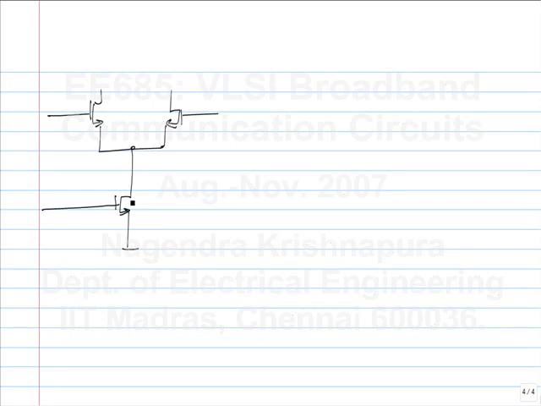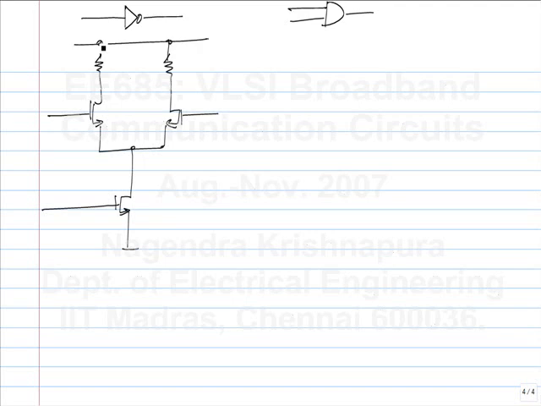This is a buffer / inverter. Okay, and I want to make an AND gate. What do I do? Is it possible? How do you construct an AND gate in CMOS logic?